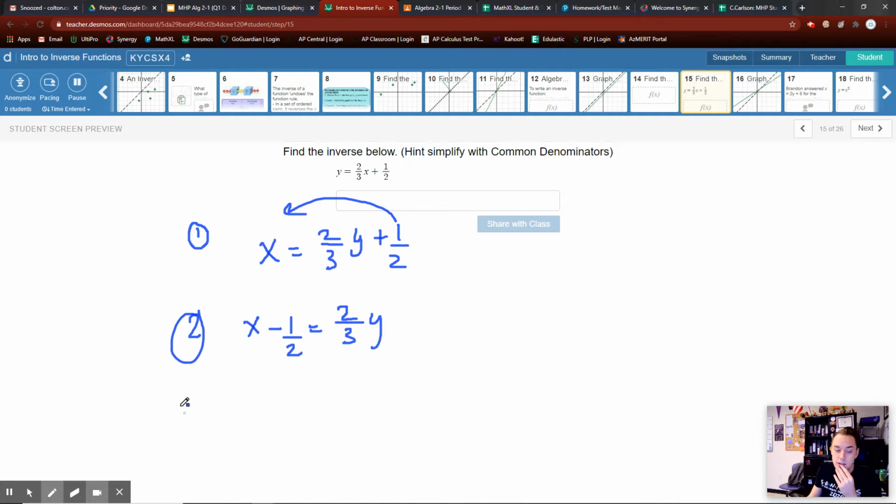Now what do I do here? Well, what I would do here is just simply multiply by 3. Now why would I want to multiply by 3? Because I want to get this 3 out of the denominator. I'm going to multiply everything by 3. And this whole side I'm going to multiply by 3 over 1. So the 3's go poof. Now what am I left with? I'm left with, once I distribute, 3x minus 3 halves equals 2y.